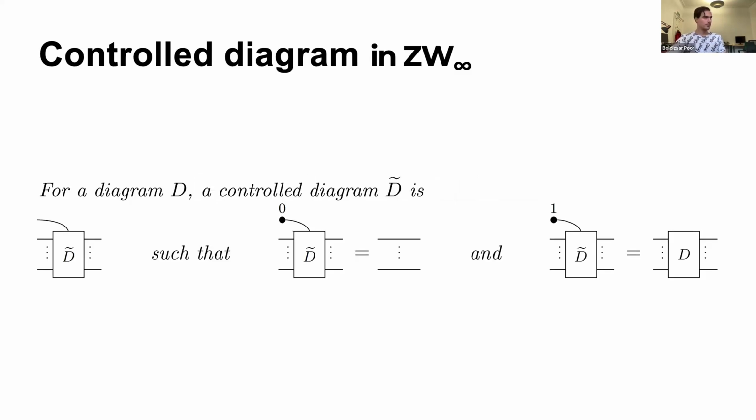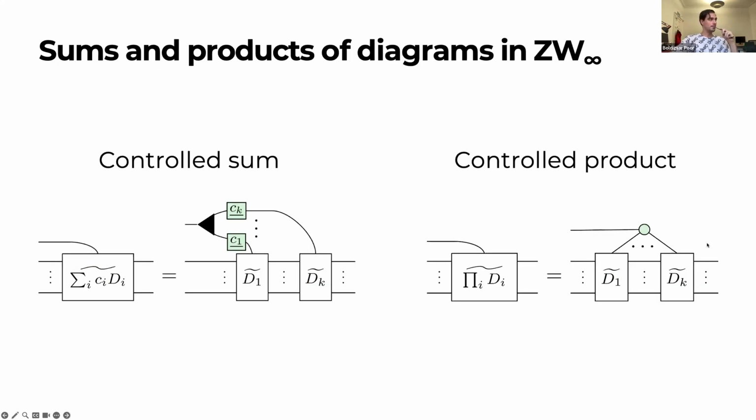So what do we have here? First of all, what I want you to understand to have reasoning here are the control diagrams. So we say that for a diagram D, a control diagram D tilde is just a diagram so that if you input 0 on top, you get the identity. And if you input 1 on top, you get the diagram, right? So if you input 0, you get the identity. If you input 1, you get the diagram. It's quite simple. And then we can express in our language the controlled sum of these control diagrams.